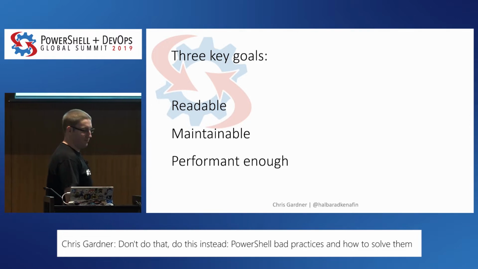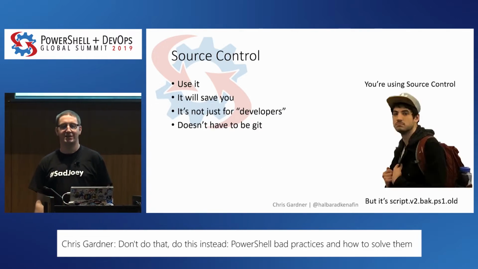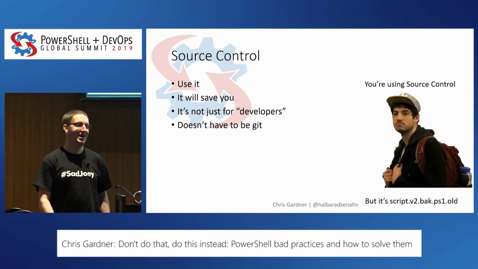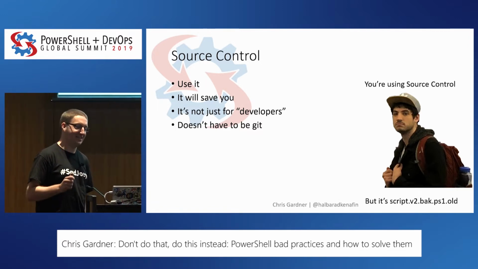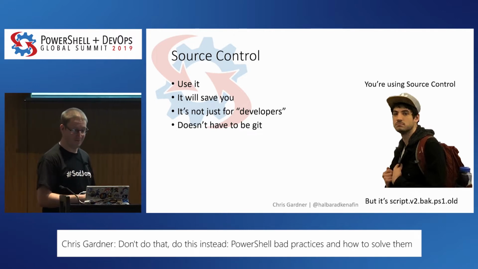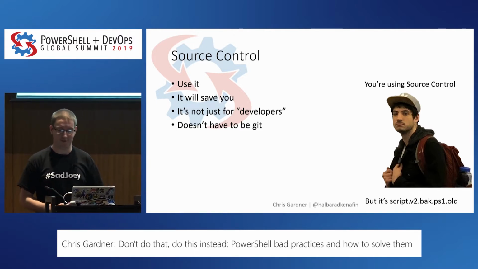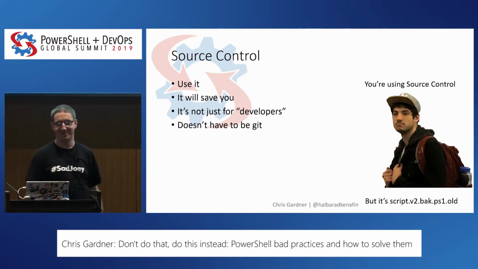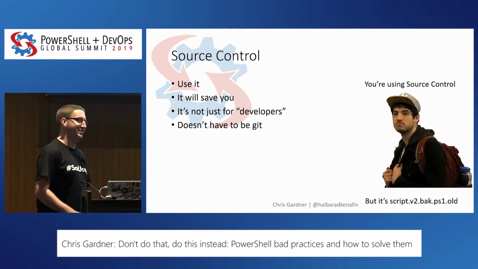So, building on this, quite an important general point as well. Source control. How many people are using source control? Excellent. How many people are actually using real source control? Like, folders aren't source control. Network shares, no, not source control. Shadow copies, definitely not source control. Files named script.v2.back.pso.on.final.draft, definitely not source control.